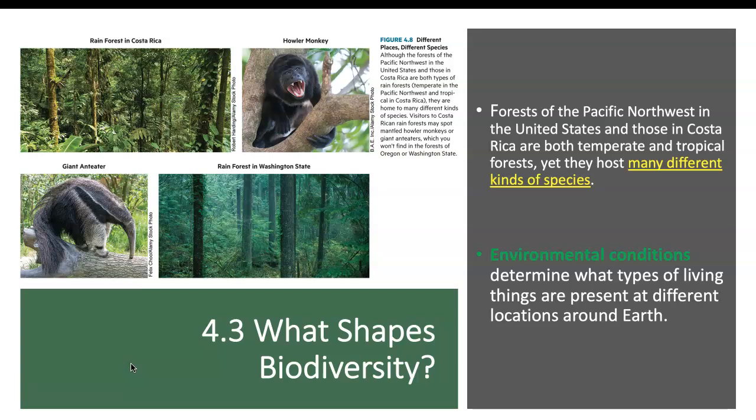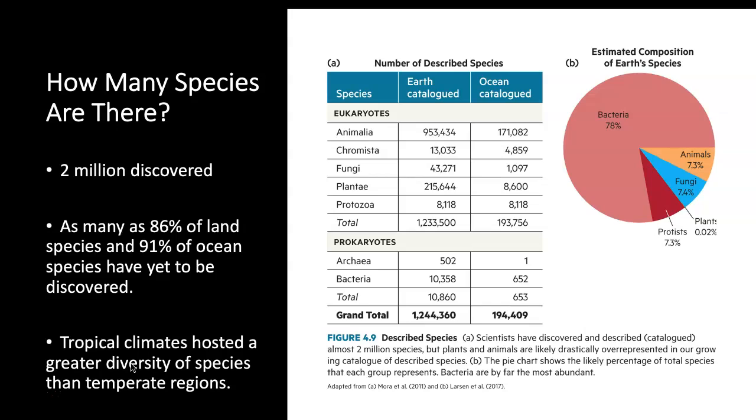Environmental conditions determine what types of living things are present at different locations around Earth. How many species have we discovered? 2 million. It's only 14% of the land species and 9% of the ocean species. And you probably ask why the vast majority of the species haven't been discovered. Well, it's due to our limited knowledge, okay, and some of the species are very tiny, and some of the species may look very similar to the species we have discovered, so we don't even know they're different.